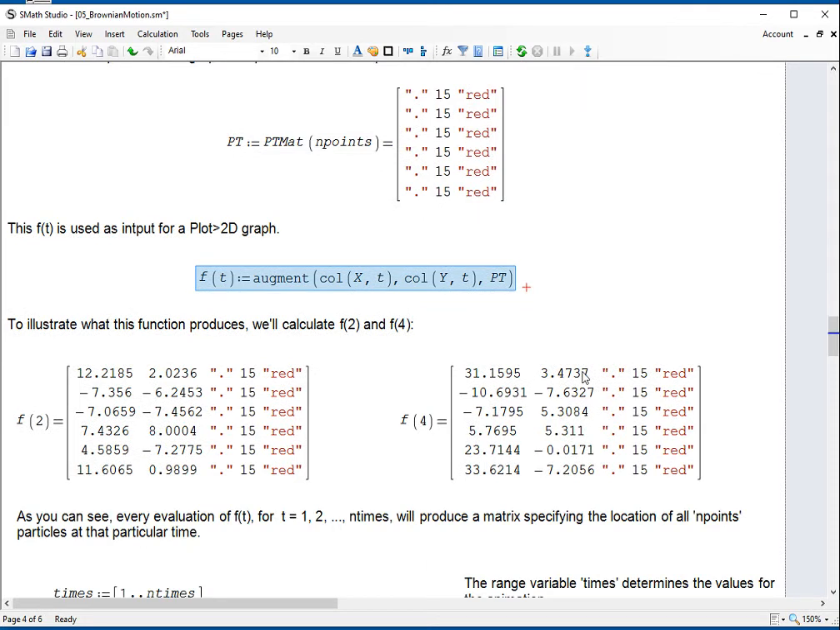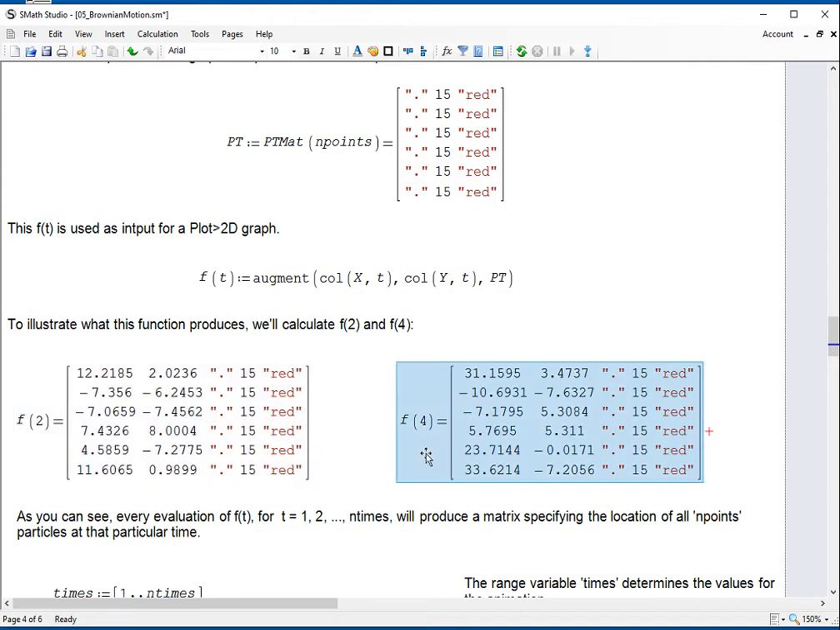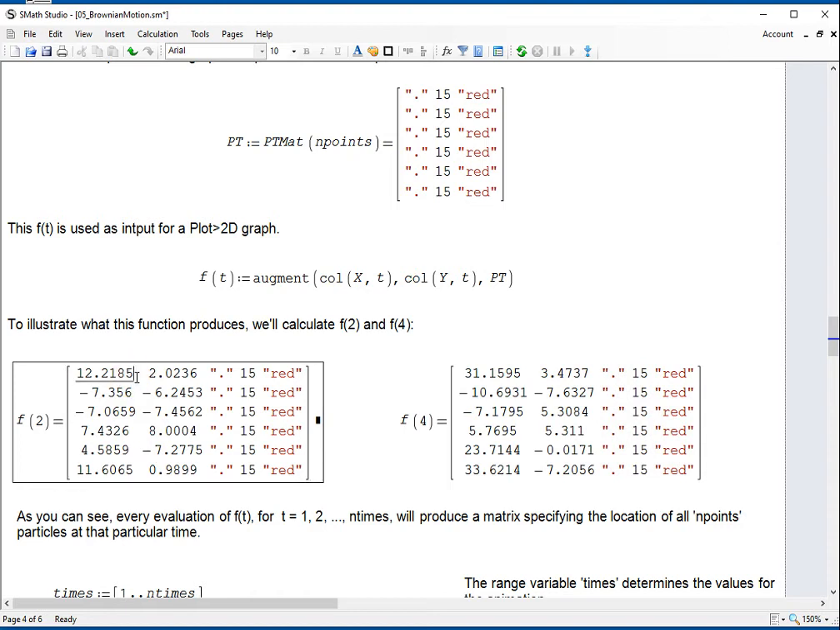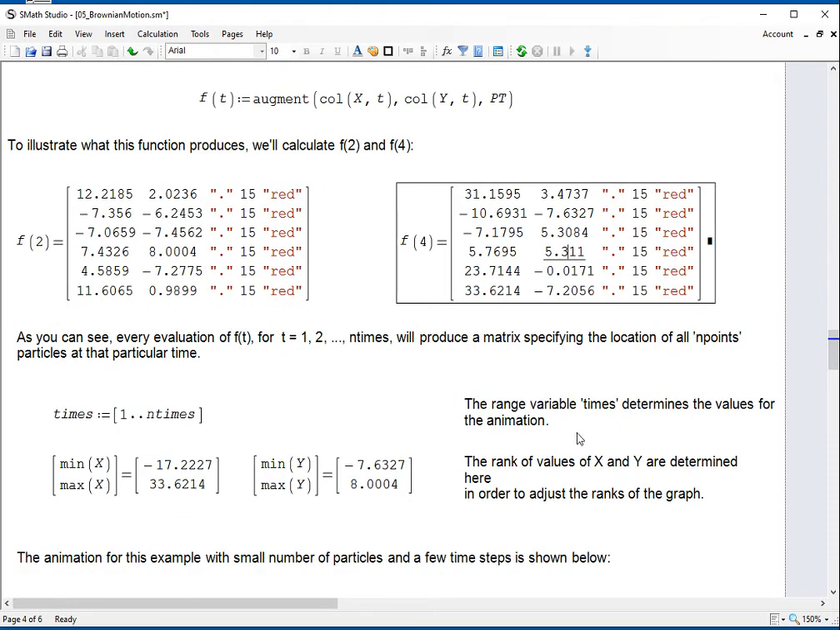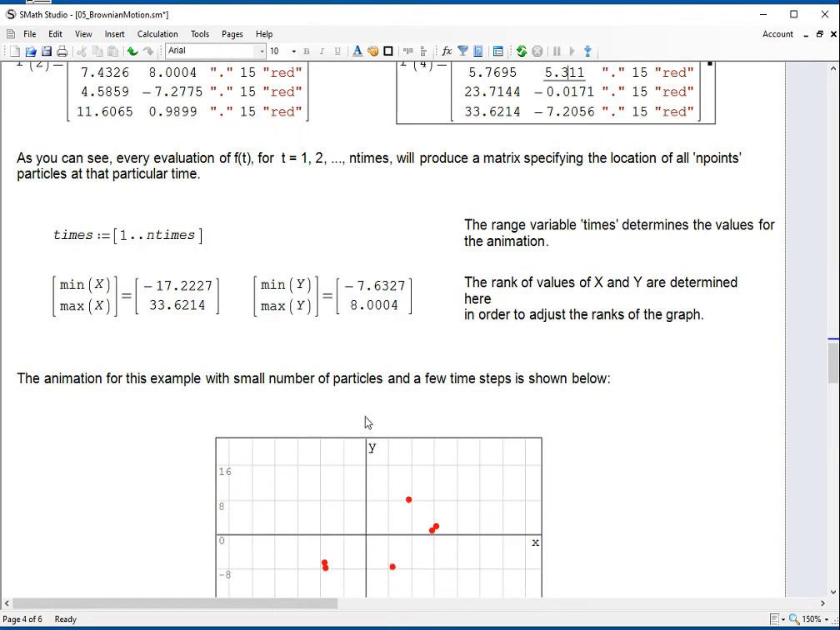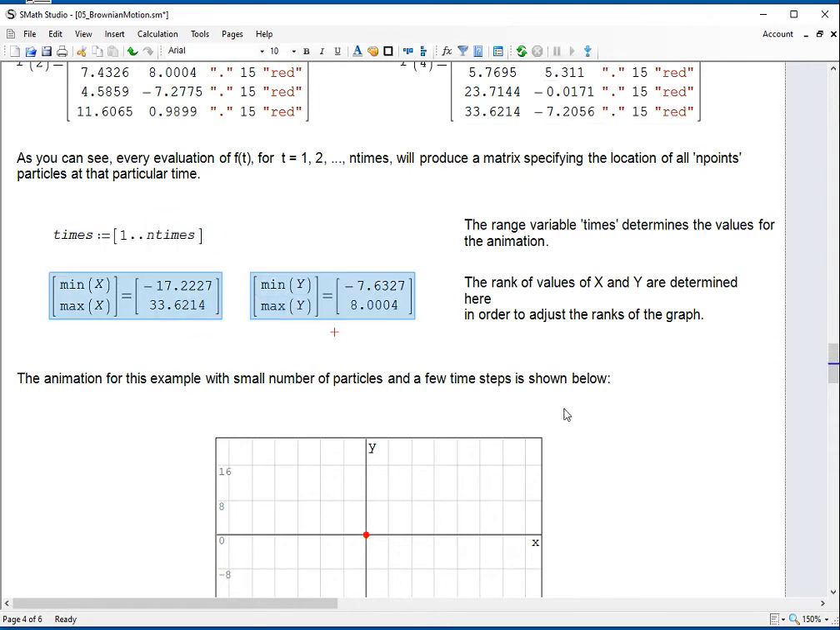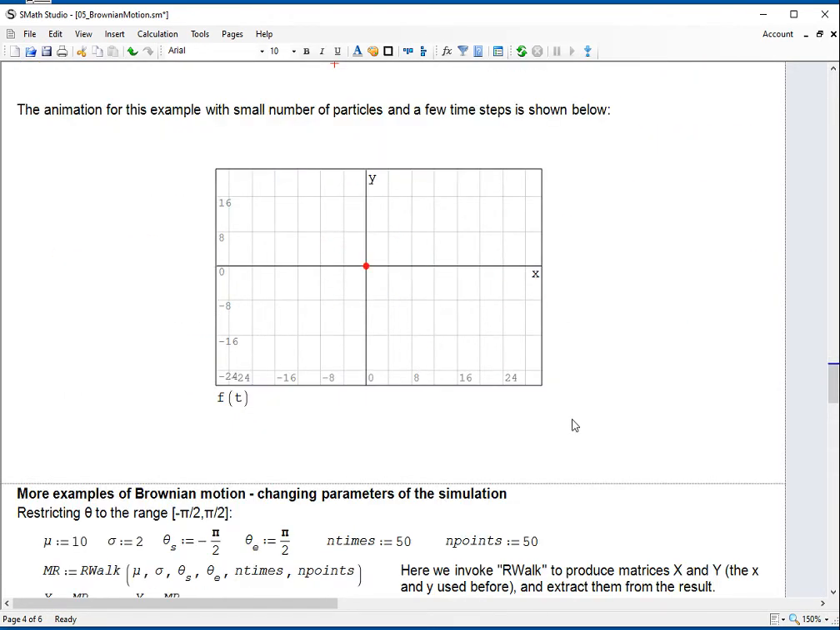To illustrate what this function f of t does for these 6 points, I calculated f of 2 and f of 4. Remember, we only have 4 times. And so what it does is just produce the position of every particle, and then that position changes. And so you can see the animation by seeing different pictures of the particles at that position. I did it for this case. I changed my times to n times, and then I produced the minimum values of x and y, and you can see the 4 positions right there. All the points concentrated at the origin to start with, and then those points moving around.